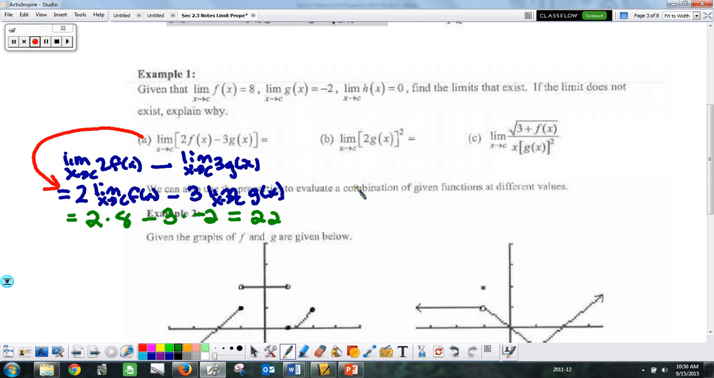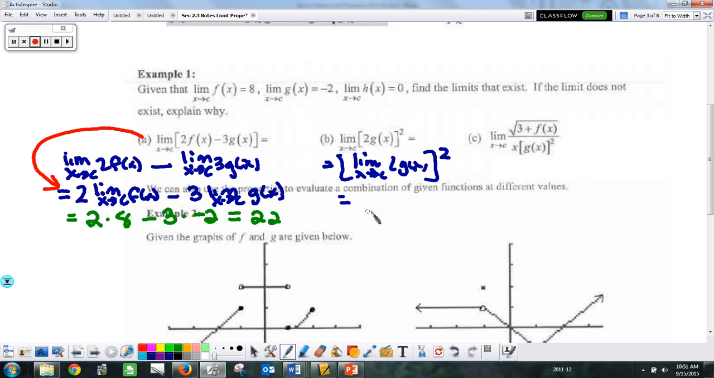Squares don't have any discontinuities on them, so I'm good with applying our property, our power rule. And I'm going to apply the power rule. I'm going to do it in 2 steps and then show you can skip over some. The limit of a function to a power is the limit of the inside, x approaches c, of 2g of x, and then you're simply going to square it.